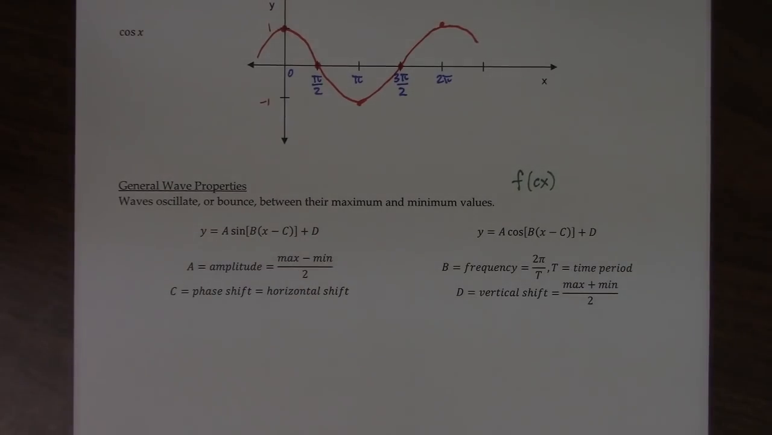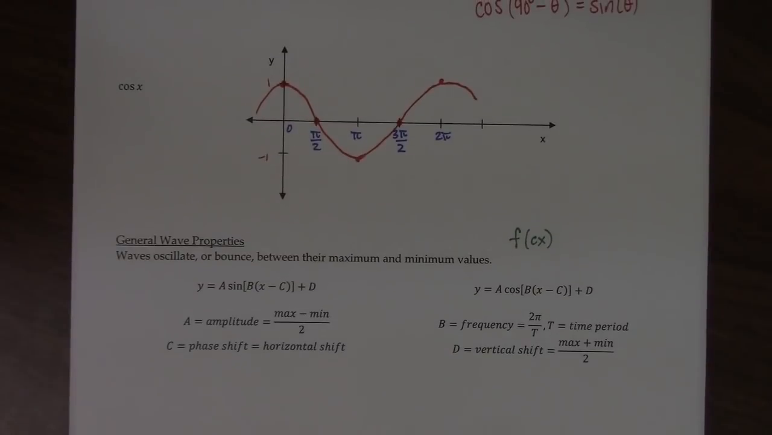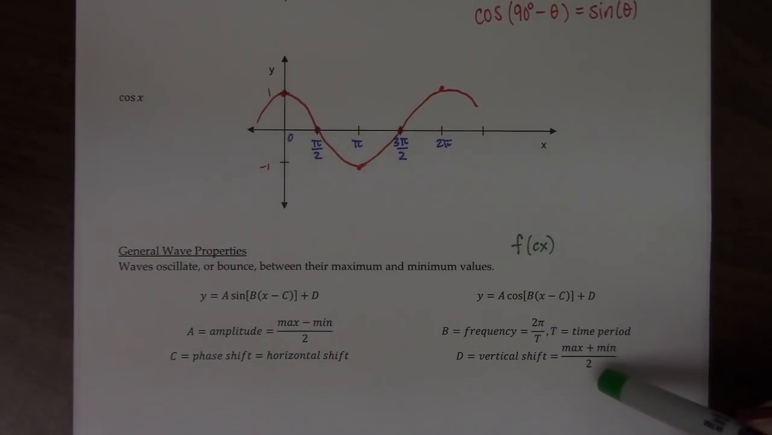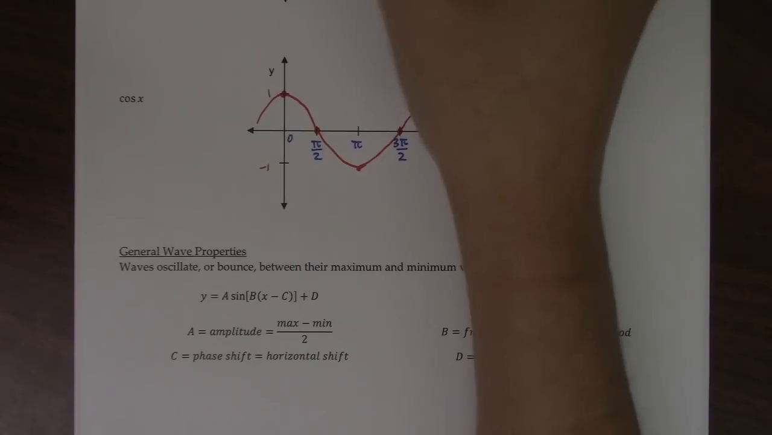D, when you add a number to the outside of a function, right, you're adding that value to any of the y values you would have originally gotten. So we're shifting the graph up or down. A positive D is shifting the wave up, a negative D is shifting the wave down. We can also calculate that directly. If we go back to sine and cosine, if I add the max and the min and divide by 2, what D really represents on this graph is the midline of the wave.